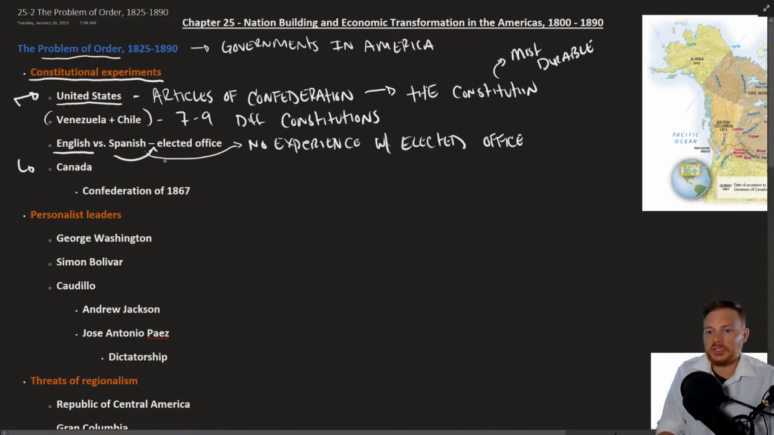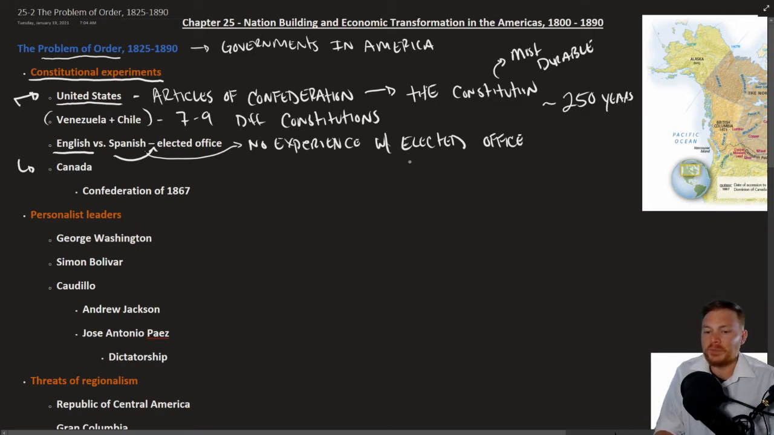And so generally speaking, the countries of Latin America tended to be a little bit less durable in their constitutions. They didn't last as long, and were a little bit less stable. For example, the Constitution has been going on now in the U.S. for roughly 250 years, which makes it one of the longest lasting constitutions on the planet today, to give you an idea.